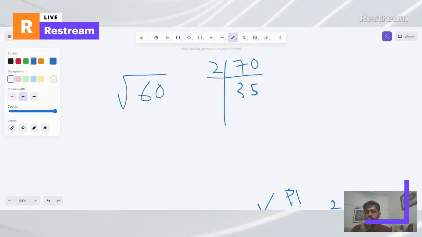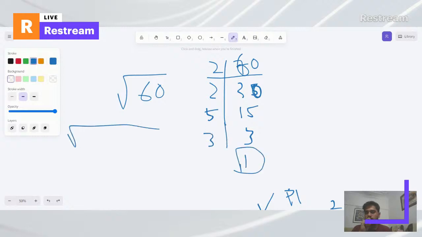Let's take 60. We divide it by 2, we're left with 30, right? Now if we further divide by 2, we're left with 15. Now we use 5, we're left with 3. Now we use 3, we're left with 1. So let's write all of these down: 2 times 2 times 5 times 3.